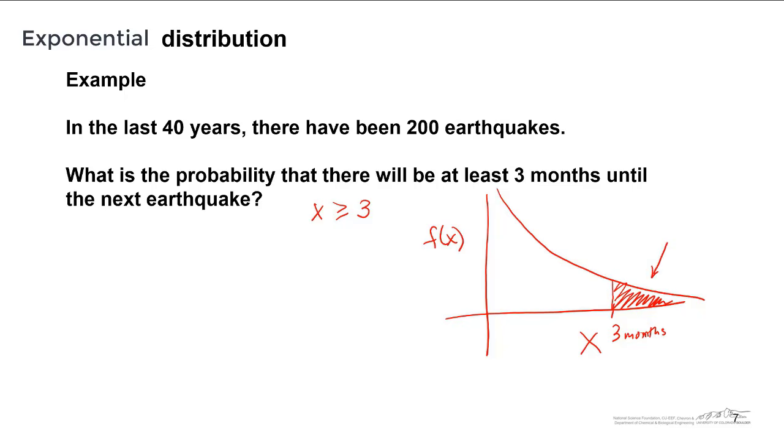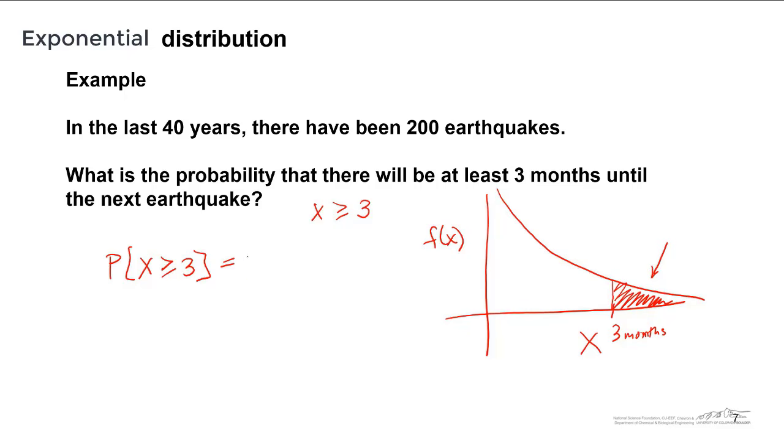It could occur right at 3.1 months, but it could also occur 10 months or 100 months from now. So we have to sum the area underneath that curve greater than 3. So what we're trying to find is the probability that x is greater than or equal to 3. In terms of cumulative probabilities, how would we write the probability that x is greater than or equal to 3?